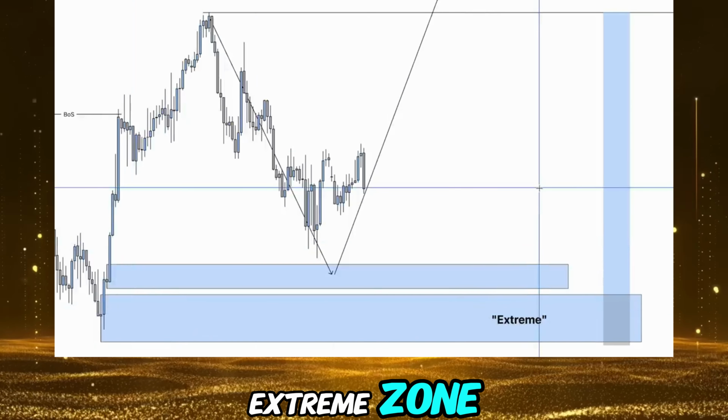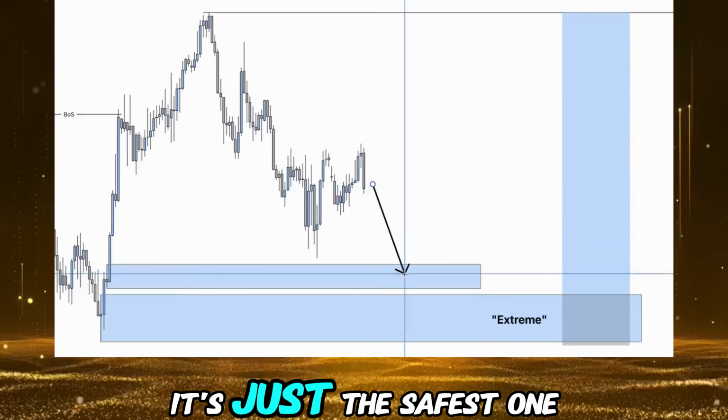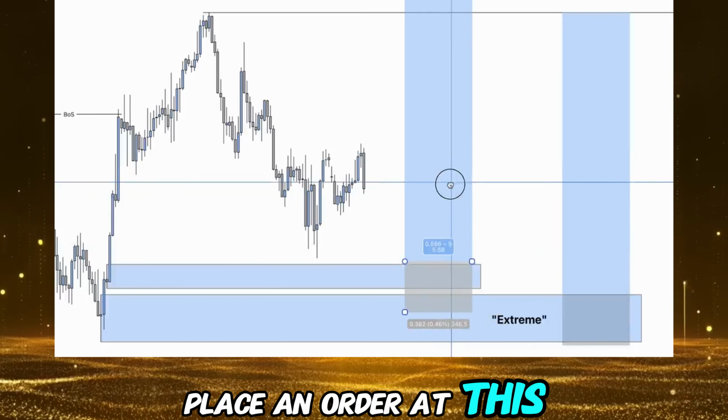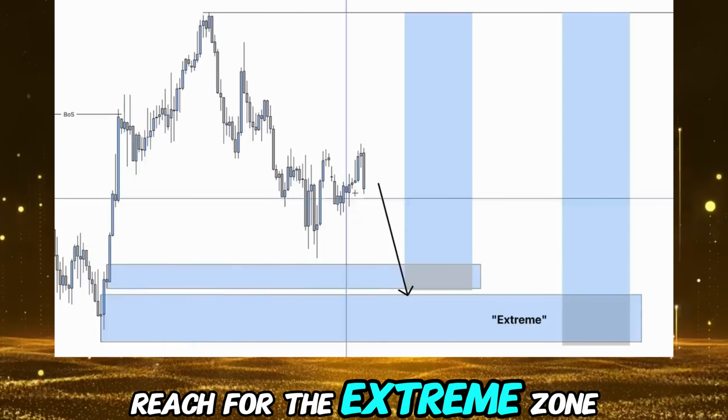First of all, because we get the best risk reward from this zone. And second of all, because it's just the safest one. If we go ahead and place an order at this zone, for example, and our stop loss is here, we can be right on this position, meaning we could actually be correct about the market direction, but we could still be stopped out if the market decides to reach for the extreme zone.